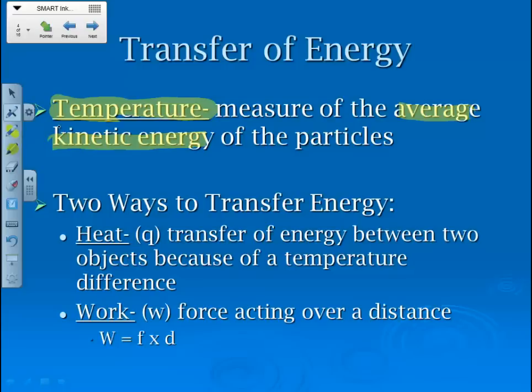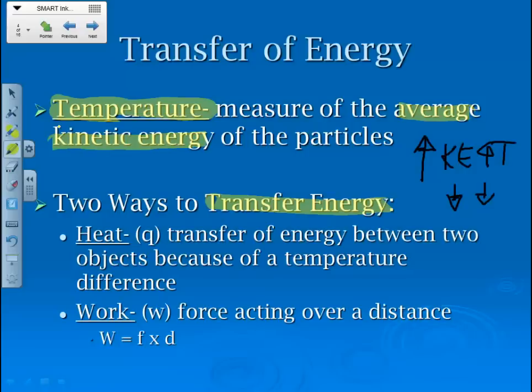And we talked a lot about this in Chem 1, in that temperature and kinetic energy are directly related, and that if you increase the kinetic energy of something, you also increase its temperature, and vice versa. If you decrease the kinetic energy, it's going to decrease its temperature. So they are directly related.